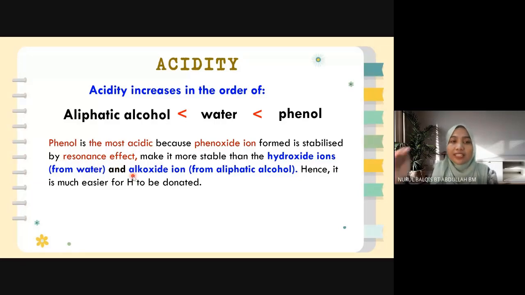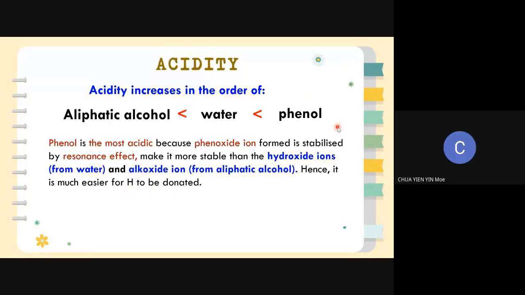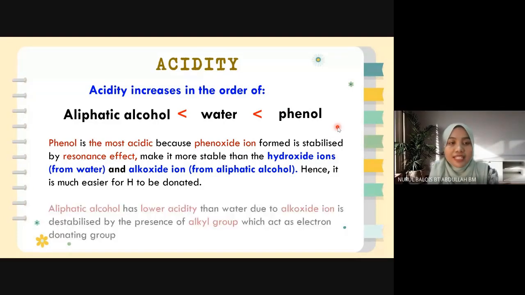Tak payah cerita pun yang nak dia bergerak-gerak tu. Resonance effect kita dah faham. Dia akan gerakkan pi electrons. Okay, hence bila kita cakap dia most acidic, jangan stop sampai dah compare habis. Kita kena cakap bila dia most acidic, maksudnya conjugate base dia paling stable. Jadi senanglah untuk hydrogen to be donated. Okay ni untuk phenol. Faham. Untuk aliphatic alcohol and water macam saya cakap tadi lah.